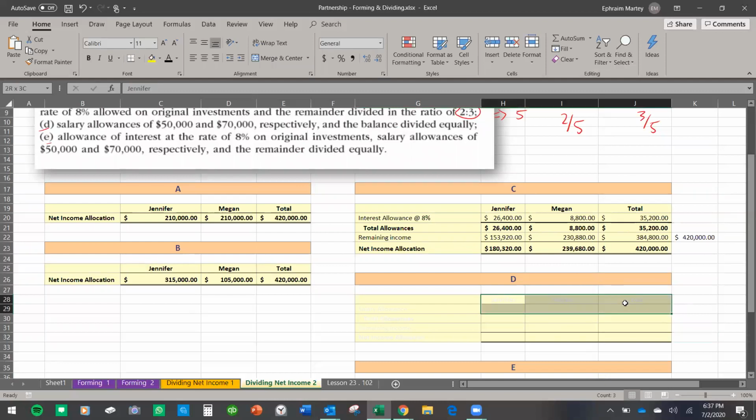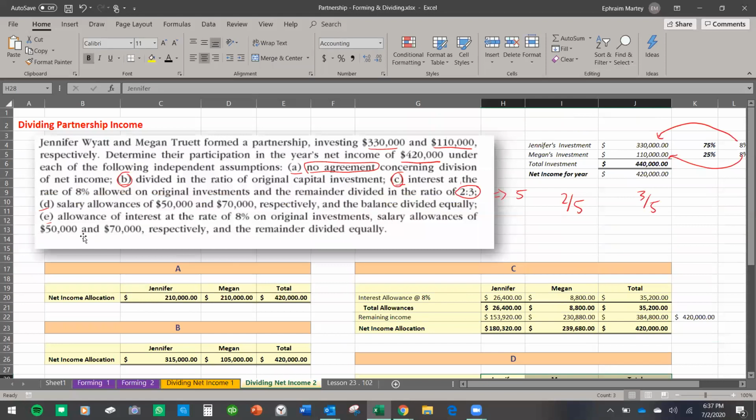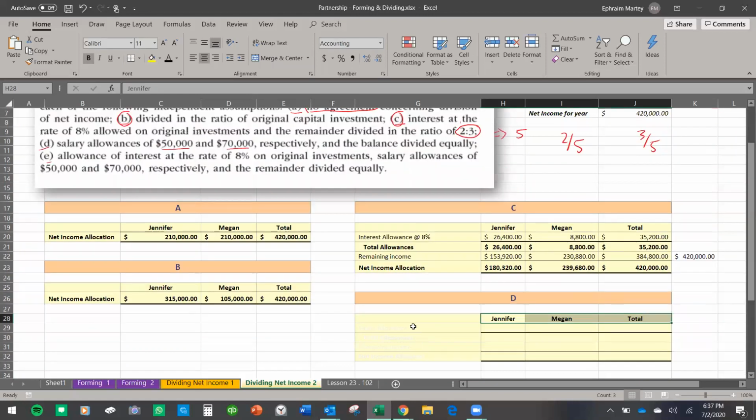Okay, so D, I still have the names listed here, but what is the agreement that was made in D? Okay, this is salaries allowance 50,000 and 70,000 respectively. That is for Jennifer and Megan. So Jennifer is receiving 50,000 salary allowance. So let me reveal that and give Jennifer 50,000 salary allowance and Megan 70,000 salary allowance. And then the total will be those two. So we have the total.